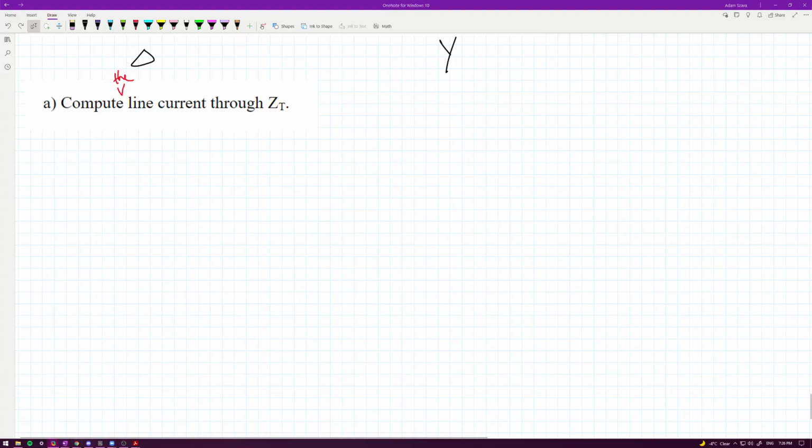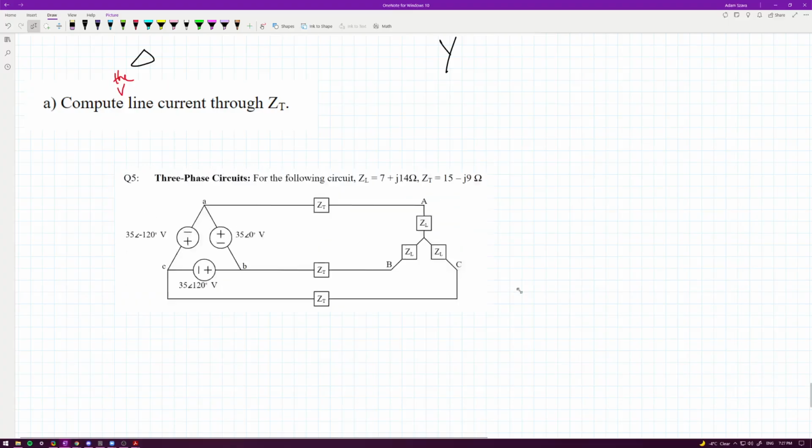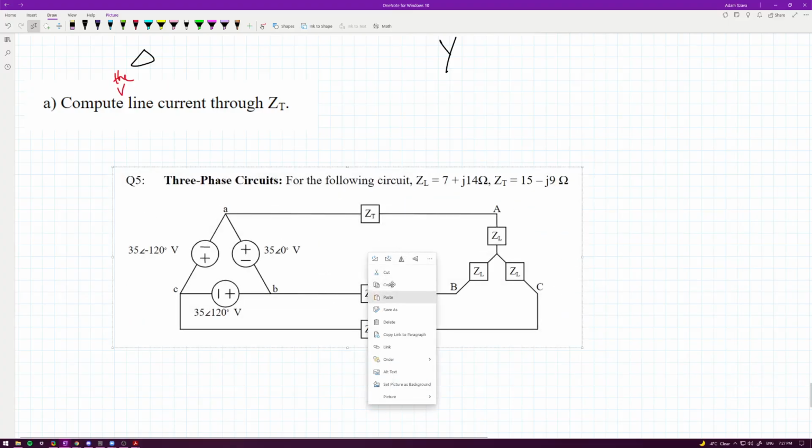First things first, I need a clearer picture of the circuit. Guess I'll just use the same picture again. I wish there was a crop button. There is no crop. How about I do this?